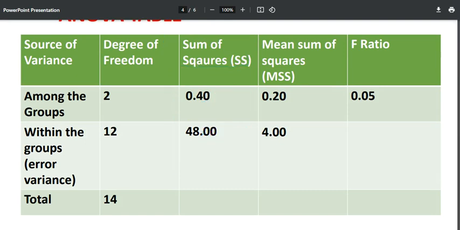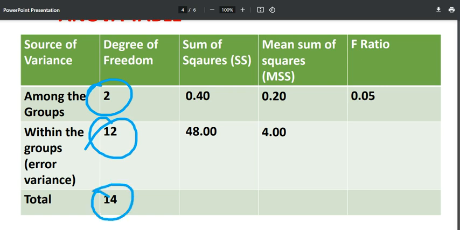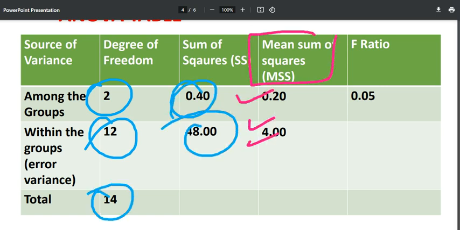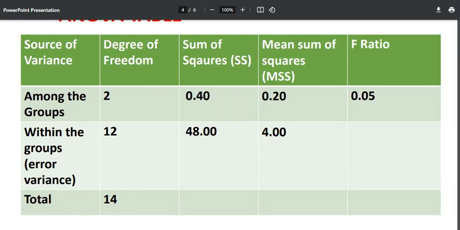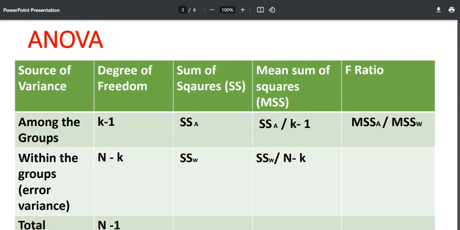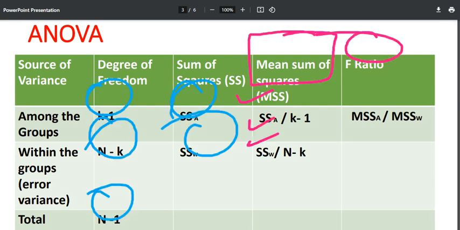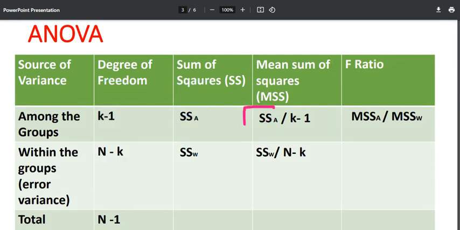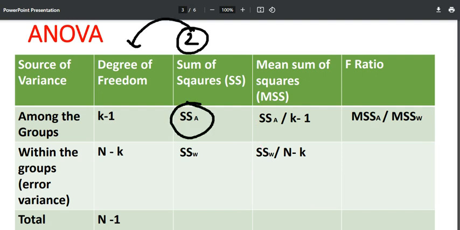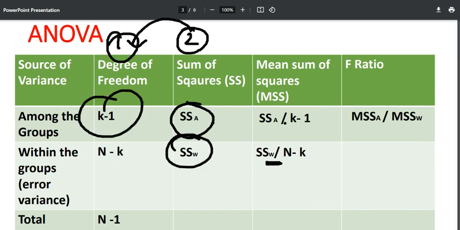So right till now we have calculated these three plus these two. Now we will move ahead to calculate the mean sum of squares and the F ratio, because our question is asking the same. The formula is over here: SSA divided by k minus 1. If you calculated this much, then the rest is pretty easy. From column number 2, we have to divide by column number 1: SSA divided by k minus 1, SSW divided by n minus k.